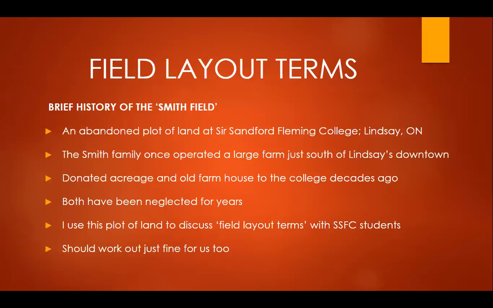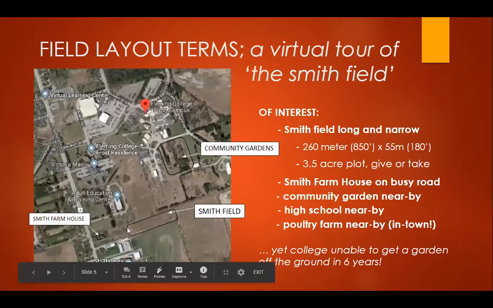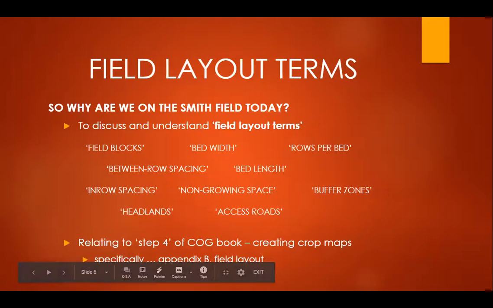But this piece of property on Fleming campus called the Smith Field makes an excellent plot for demonstrating field layout terms. So I'll just go into a brief history of the Smith Field. We're looking at an abandoned plot of land at Sir Sanford Fleming College, donated to the college decades ago and then neglected. It is a long and narrow patch, approximately 850 feet by 180 feet, or 260 meters by 55 meters. Roughly a 3.5 acre plot, give or take. That's about all we need to know there.